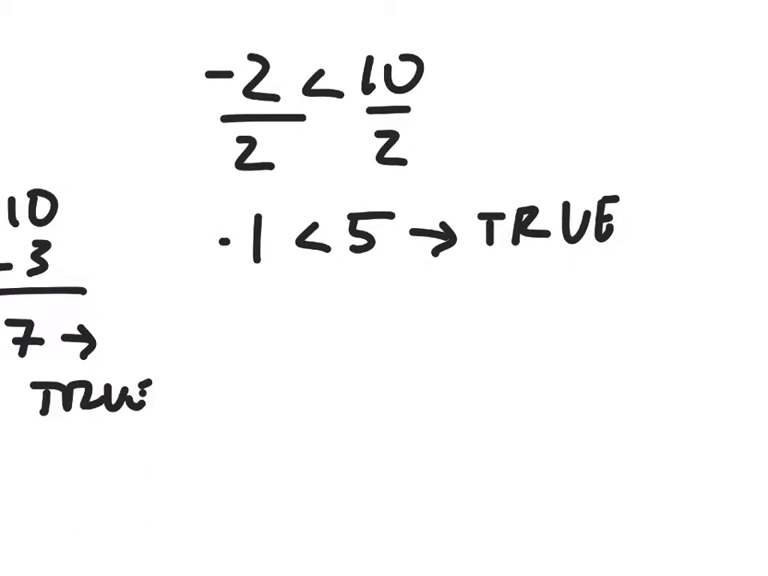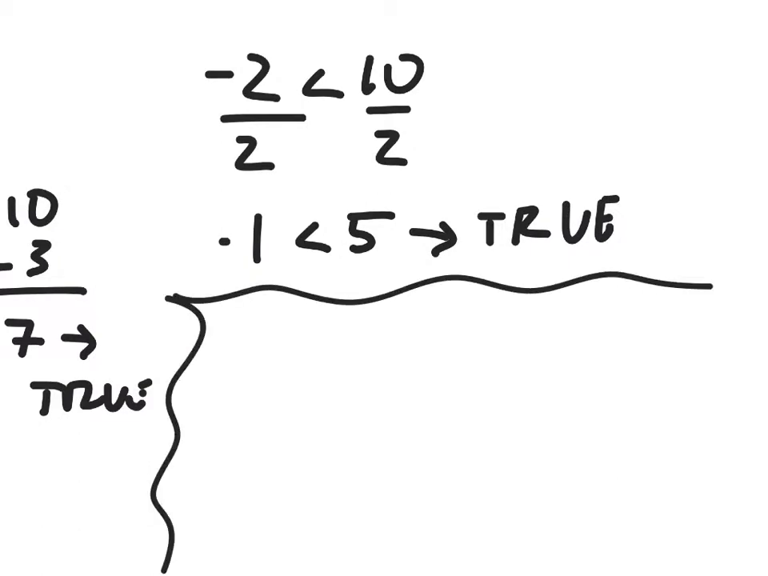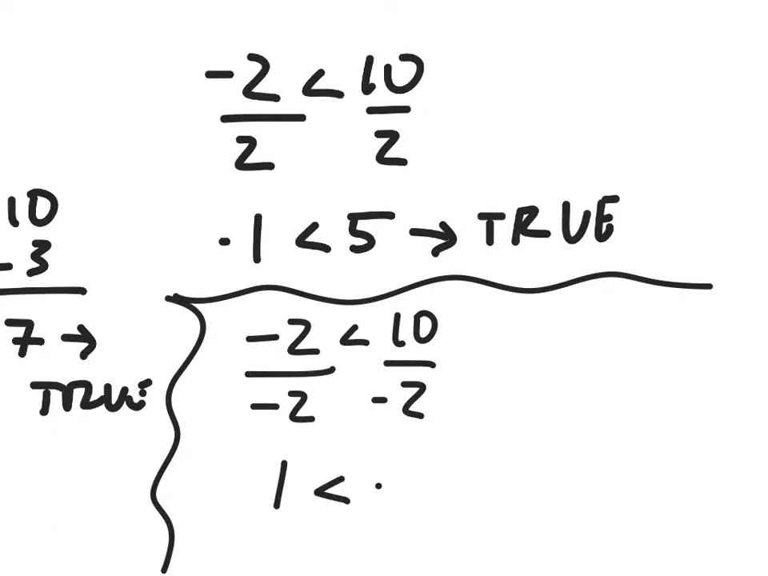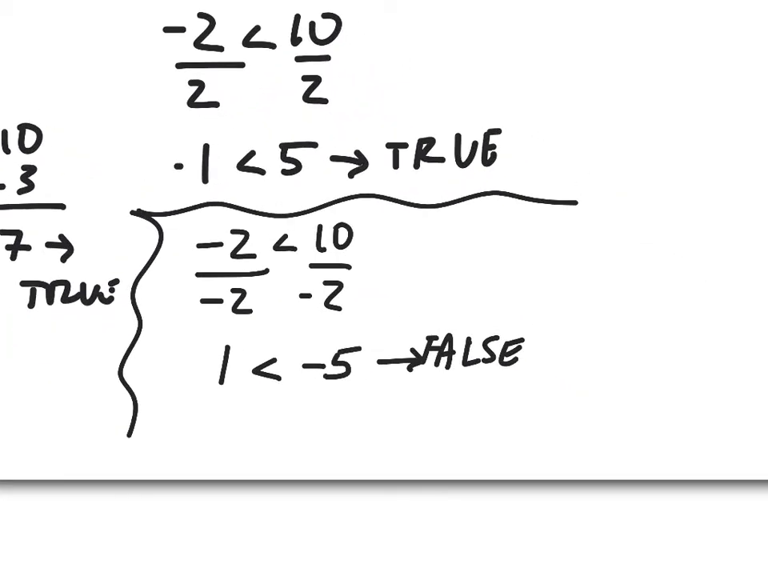However, let's look at this. If I take -2 is less than 10, and I divide both sides by -2, think about what happens. I'm going to get +1 is less than -5. This is false. And so there's something that happens here when we divide by a negative or multiply by a negative. If you don't flip the inequality sign, you're going to have a false statement.